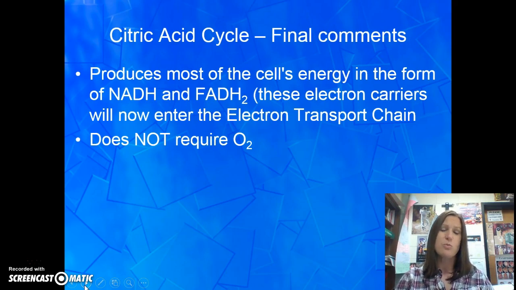And in the next podcast, we're going to look at the electron transport chain and what we do now with all these NADHs and FADH2 that are carrying that energy that we want to convert into ATP for cellular work. Until then, see you later.